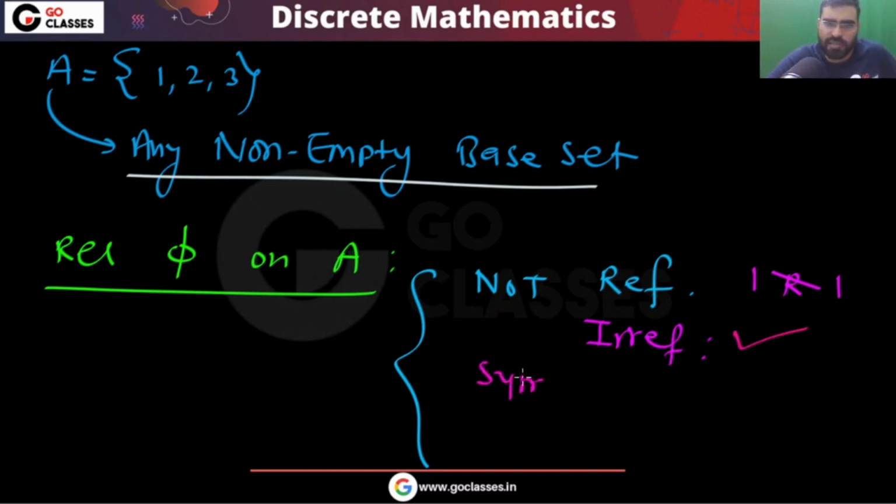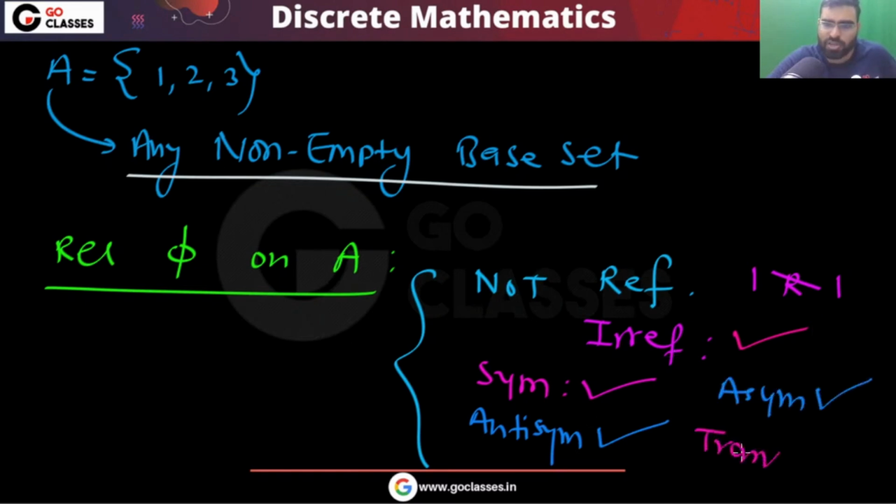What about symmetric? Symmetric is also satisfied because there is no violation of symmetry. What about anti-symmetry? Anti-symmetry is also satisfied. There is no violation of anti-symmetry. Asymmetry is also satisfied. There is no violation of asymmetry. And similarly, there is no violation of transitive.